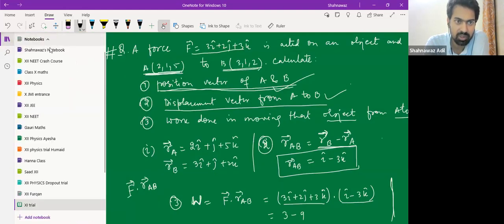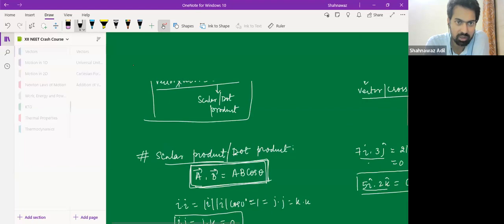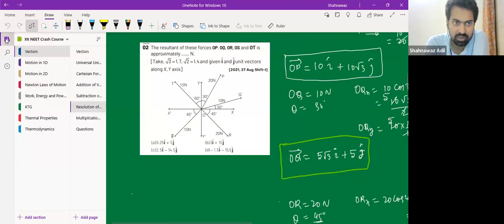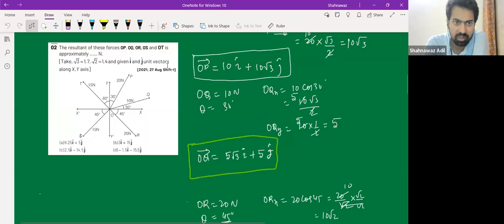Let me show you. This one. So this was the question. Please take the screenshot of this question and try it. You have the OP vector, OQ vector, OR vector, OS vector, and OT vector. Remember that for the OT case, this is not making an angle with the horizontal, so find the angle with the horizontal and then resolve.